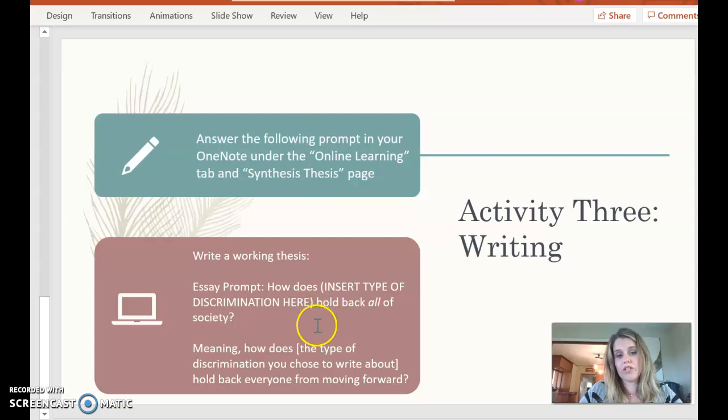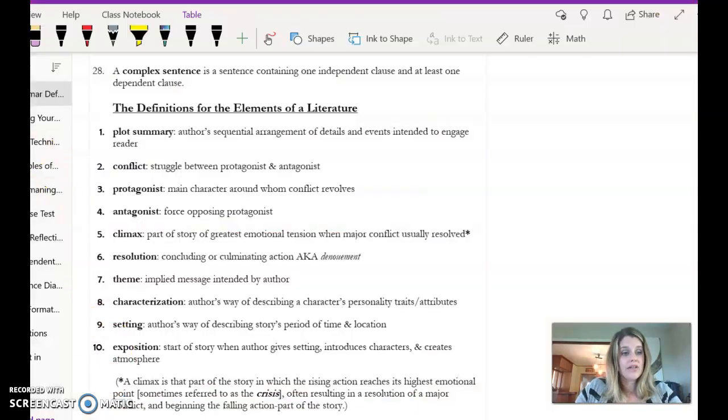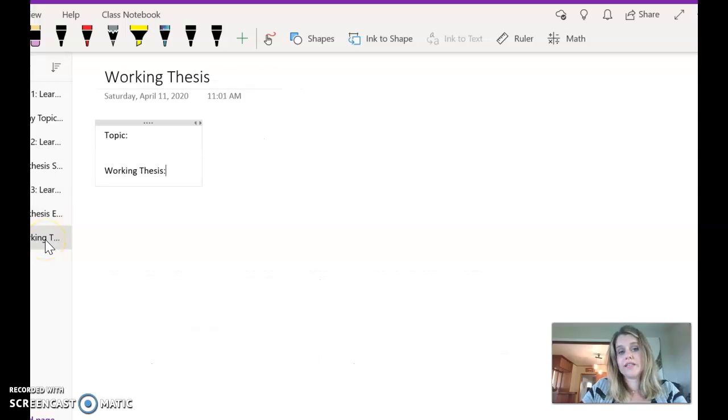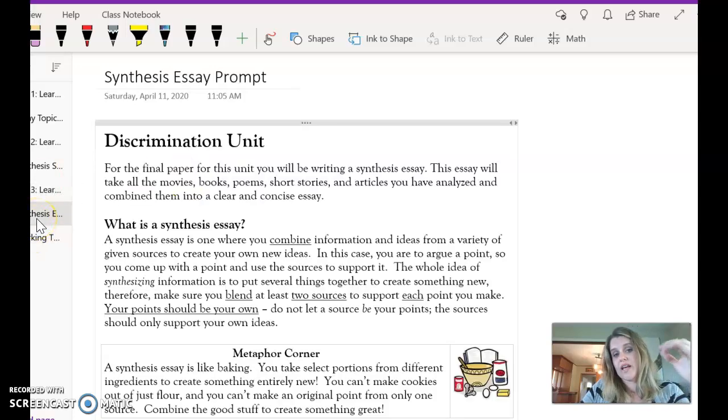So where do I want you to do this? I'm going to have you write this in your online learning. It's going to say working thesis, right? We have topic sentence. I mean your topic, so you put either whatever your topic is, racism, sexism, your working thesis. And I'm going to go over your synthesis and essay prompt right now. And then I'm going to give you a couple examples of some working theses.